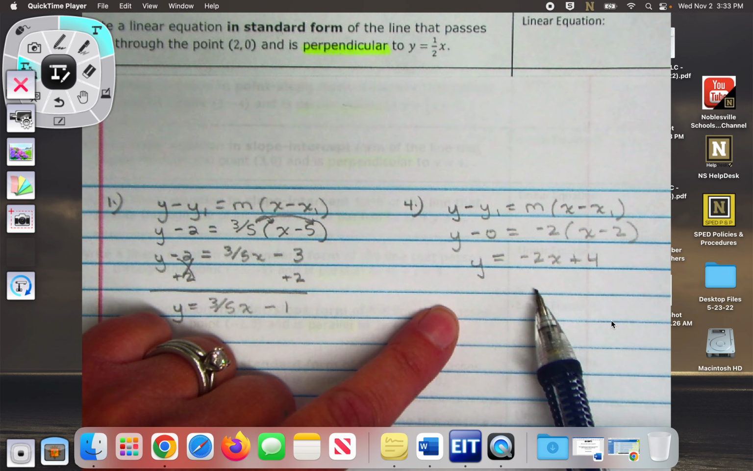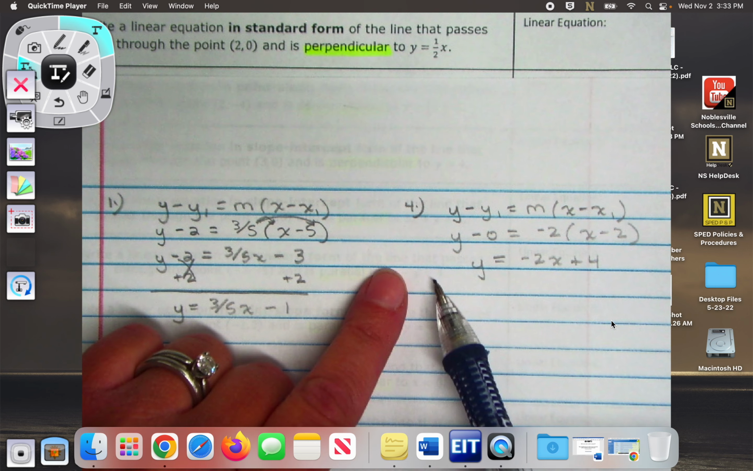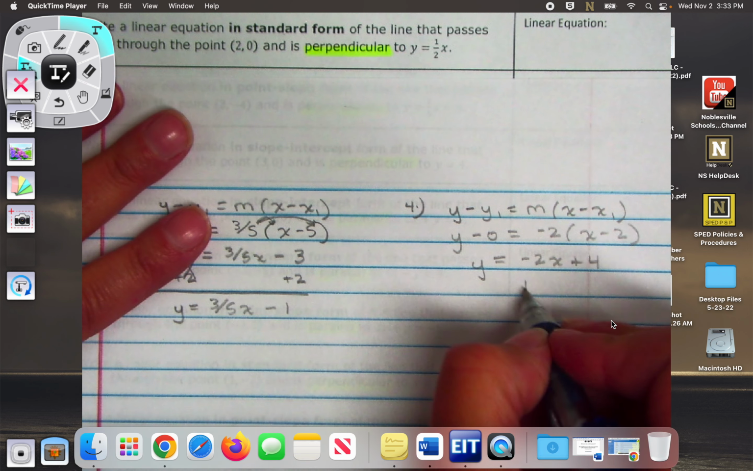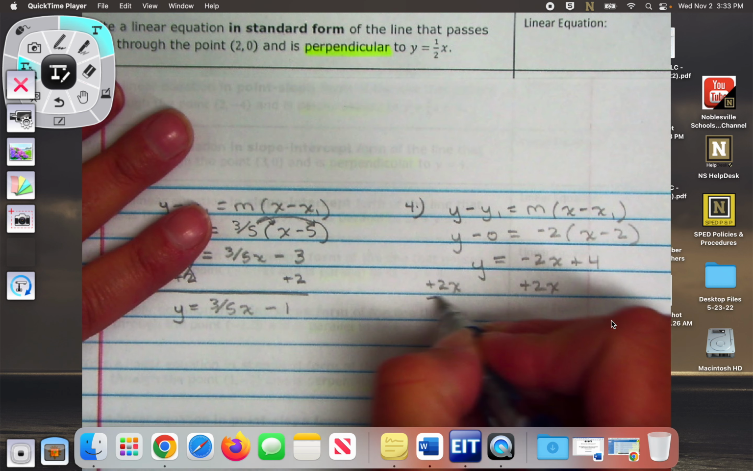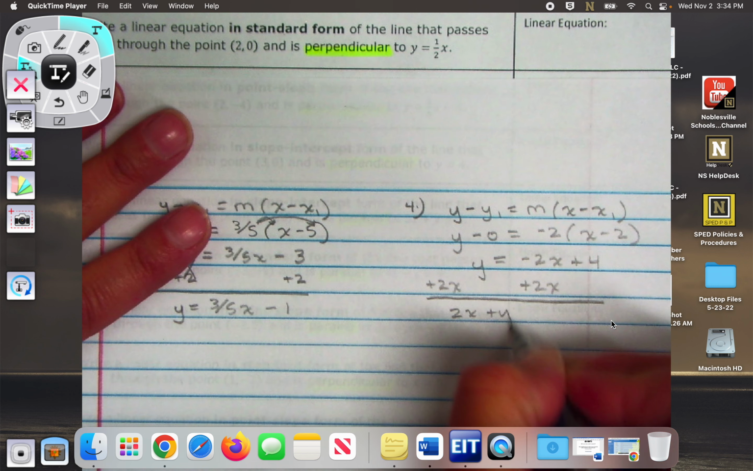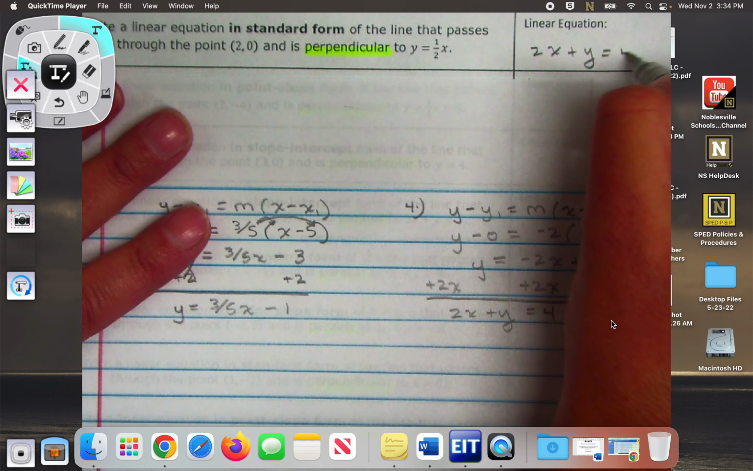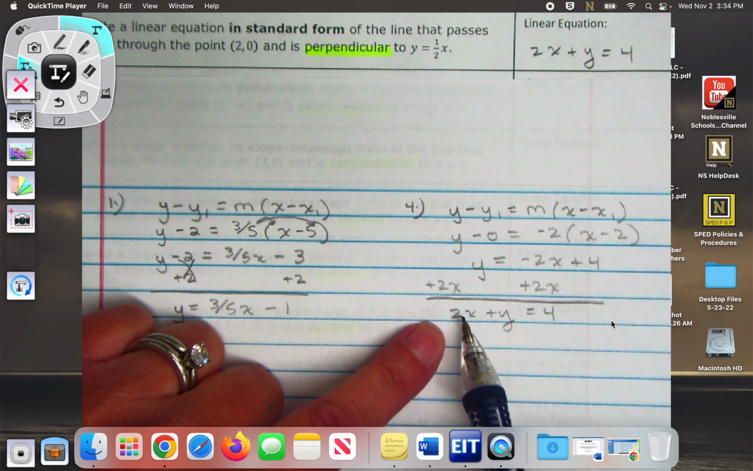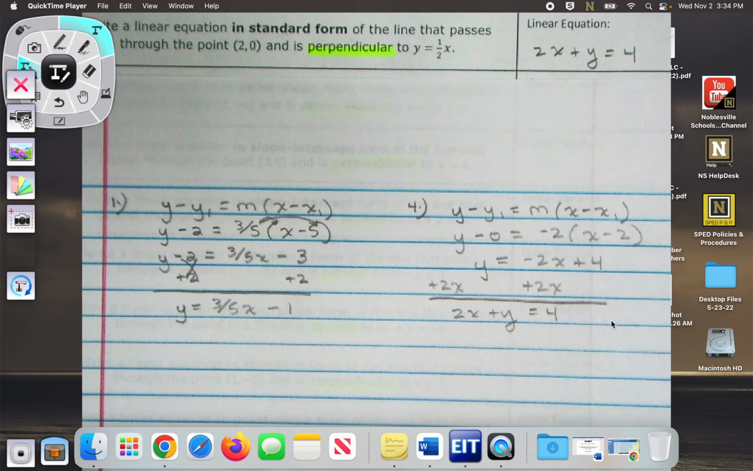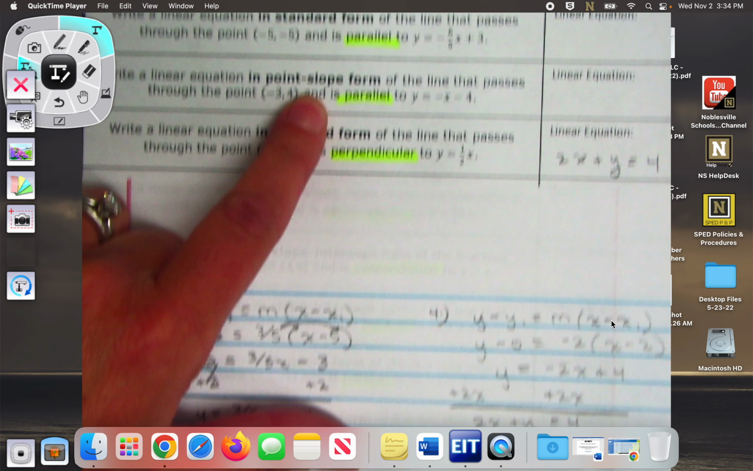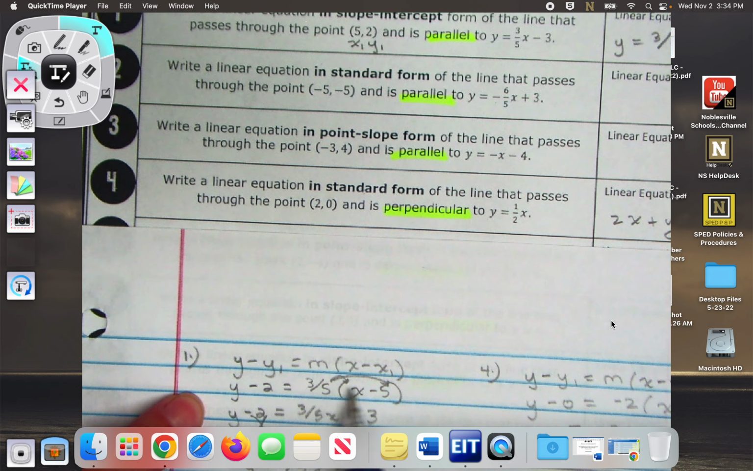What does my answer need to be in? Standard form. So how am I going to move this into standard form? Vincent? I'm going to add 2x to both sides. Luckily that works. I have 2x plus y equals 4. I don't have to do anything to this because this is positive and it's not a fraction. If it asks for an answer in point slope form, then you would have just stopped right here. You don't even have to distribute anything because this is point slope form, right?